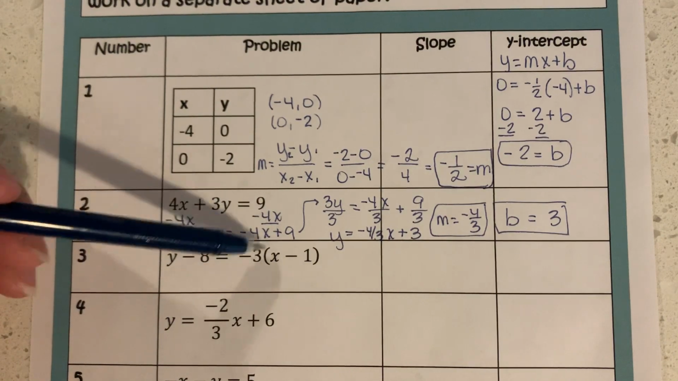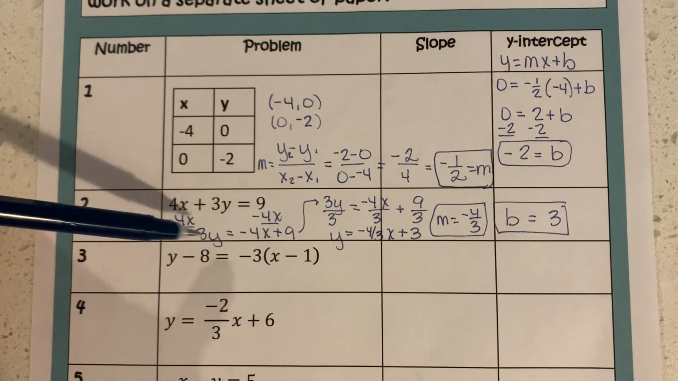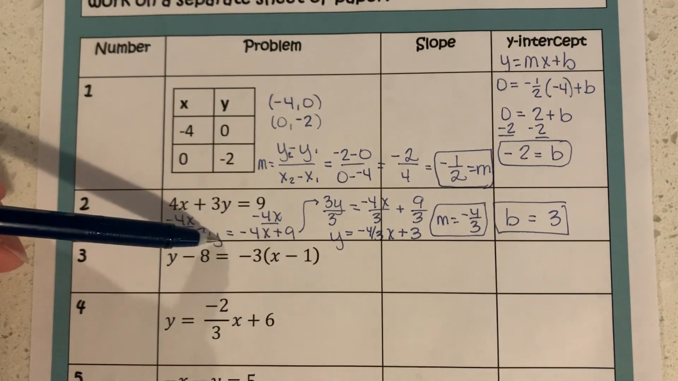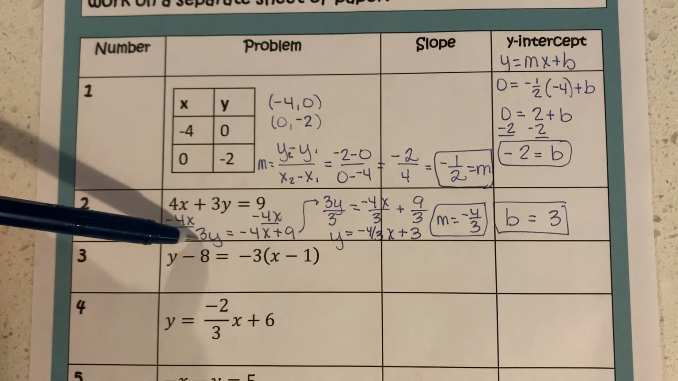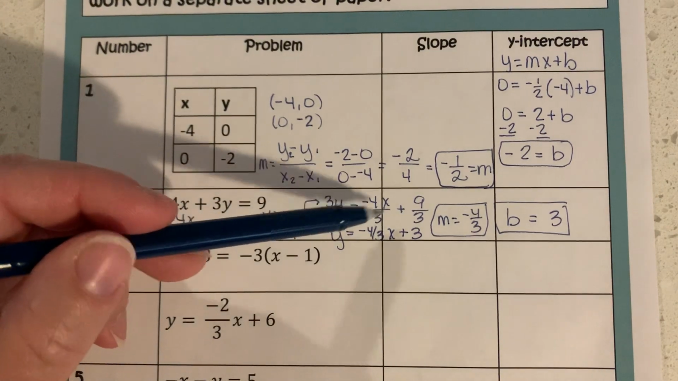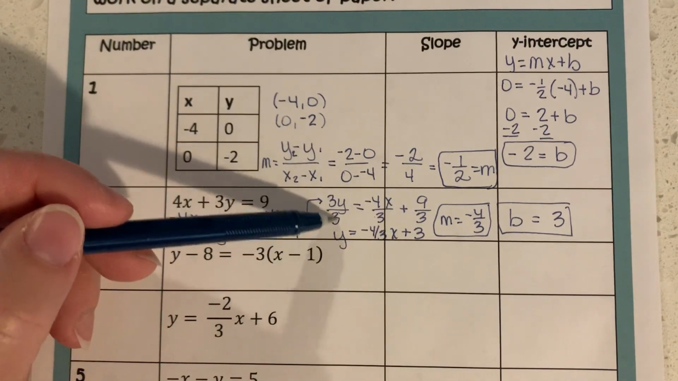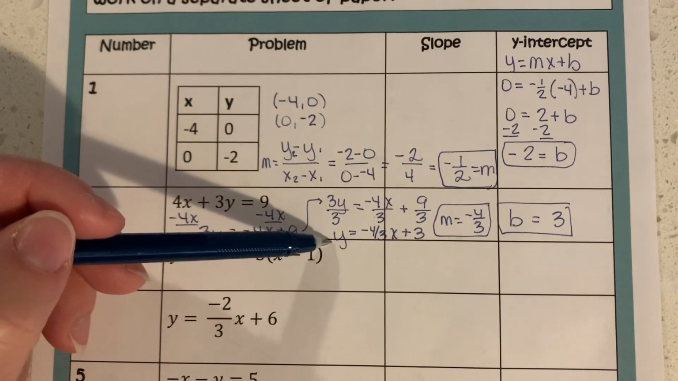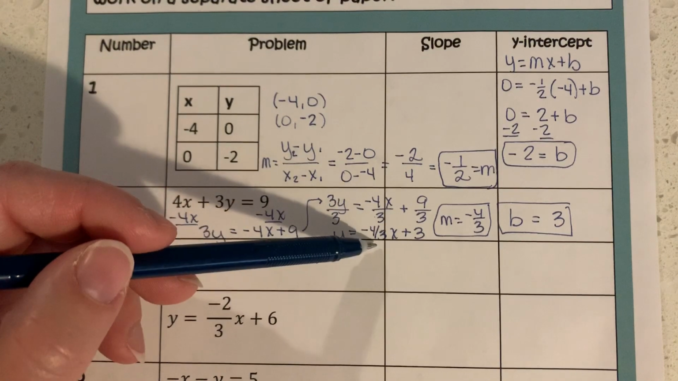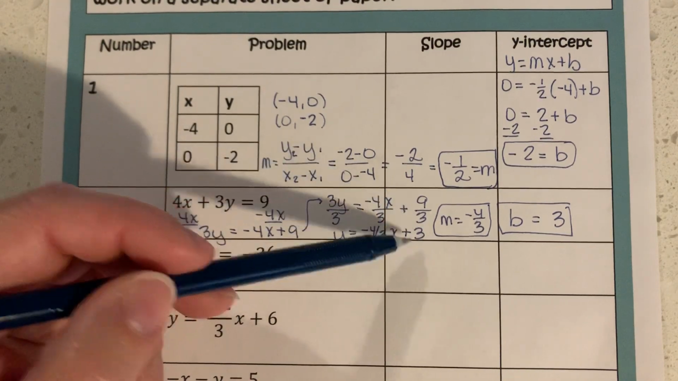I wrote the -4x in the front, remember, because I want it to be in y equal mx plus b form. Now, the next step, of course, is to divide every single term by 3 so that I can get y by itself. So I moved over here and I divided every term by 3. Well, 3 divided by 3 is 1, so I just have y equal -4/3 x, that just stays the same. And 9 divided by 3 is 3.